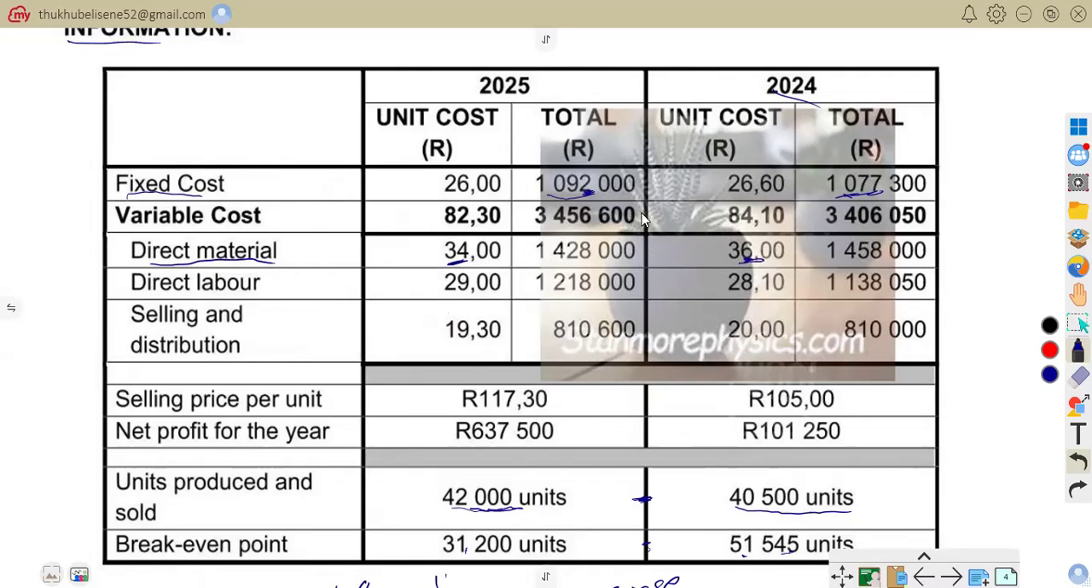That is 5.6%. Also, you can look at the selling distribution. You can see our selling distribution in 2024 was 20 rand. But in 2025, it is 19.30 rand. So selling and distribution decreased from 20 to 19.30, that is by 0.70. So that is by 3.5%. So we can now write them in our answer book.